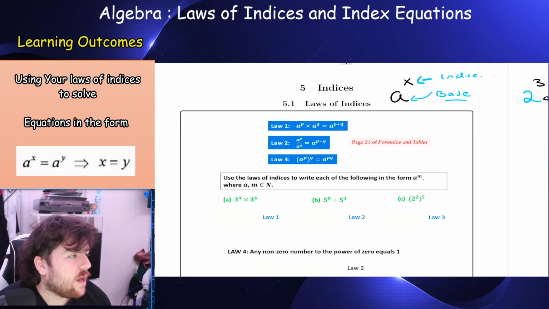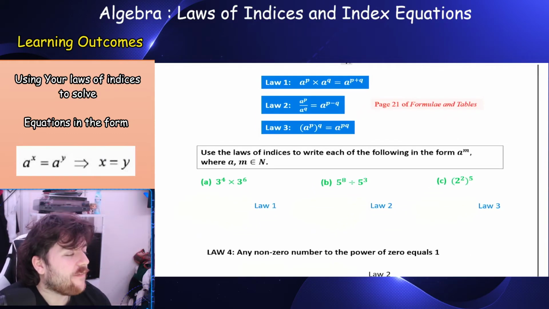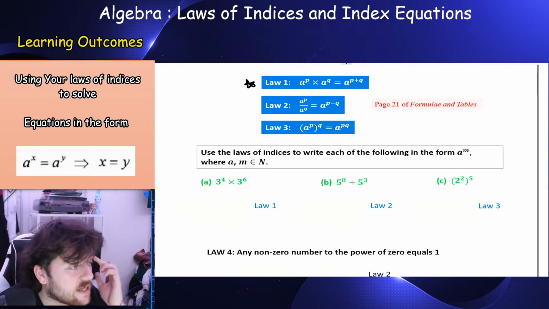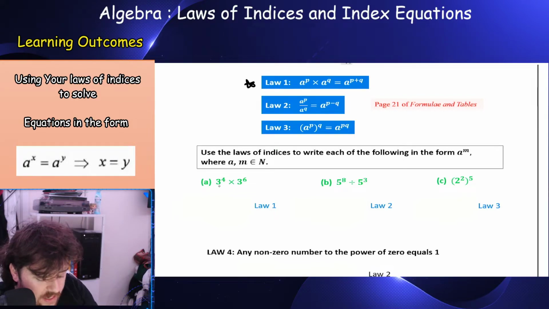Right. So, first of all, my first 3 laws. Let's look at law 1. What it says is, if I have 2 numbers in the same base and I'm multiplying them together, I'm just adding the powers. Let's have a look at this example. I have 3 to the power of 4 times 3 to the power of 6. So I'm multiplying 2 numbers in the same base.